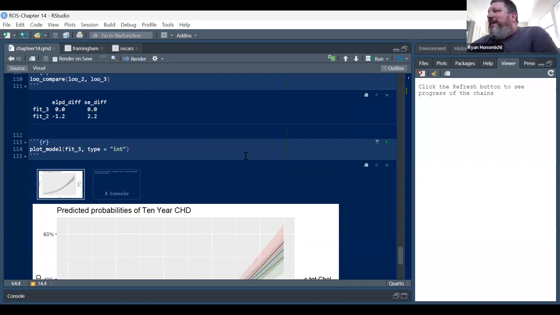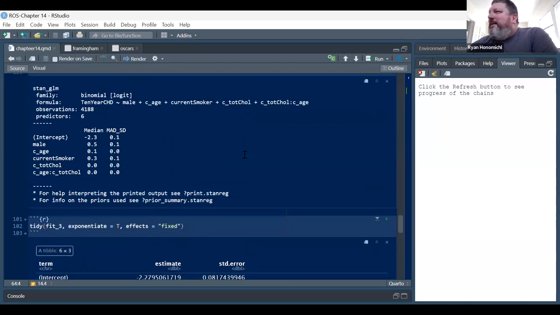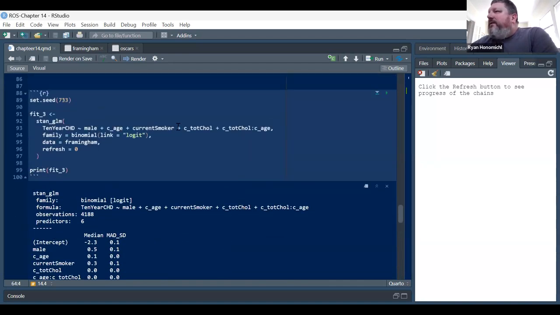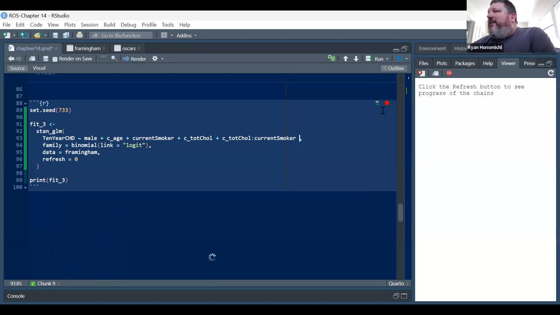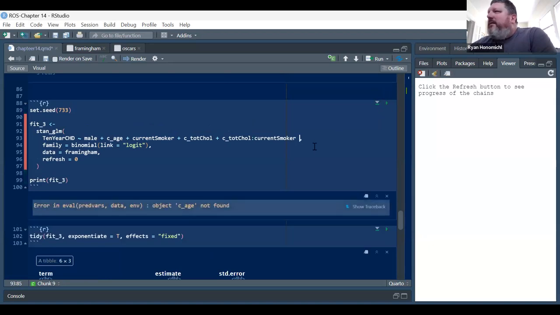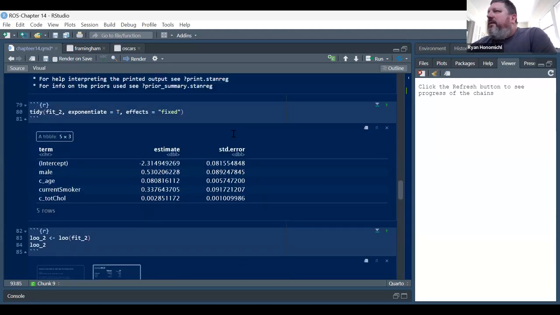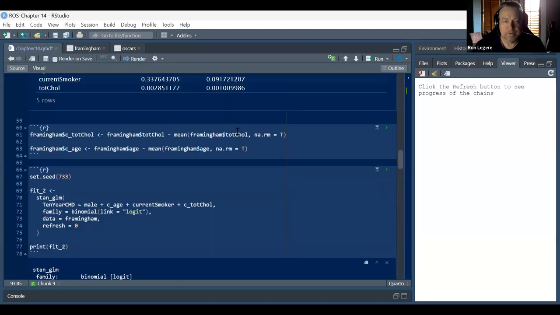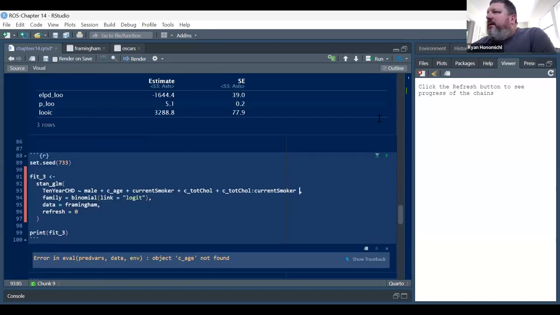I couldn't really make heads or tails of that, to be honest with you, but one of the things we could do, maybe I'm trying to find something a little more robust, maybe if there's being a current smoker and having cholesterol. Wait a minute. Oh, what happened here? Oh, what did happen? That's weird. I did this up top. Okay. Yeah. How did the CH disappear?